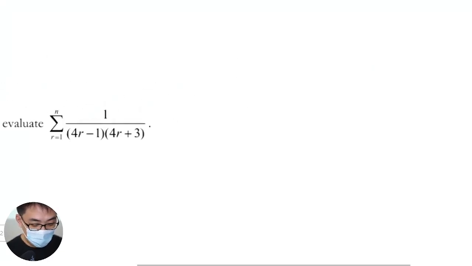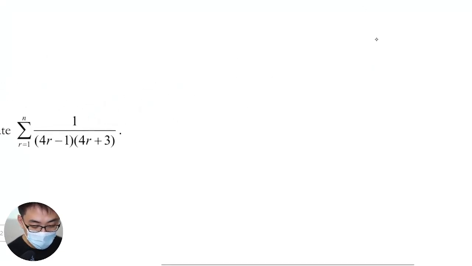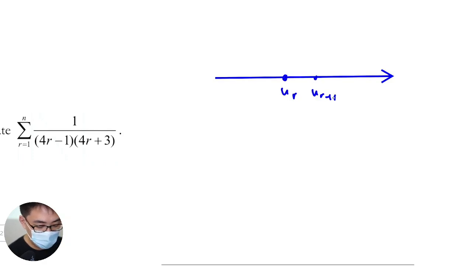Difference, right? Essentially, you just need two neighboring terms. For example, you say this is UR and this is UR plus 1, or UR minus 1. If you can take UR plus 1 minus UR, any two neighboring terms, you don't have to be immediate neighbors. So for example, if UR is equal to 2R plus 1, right?